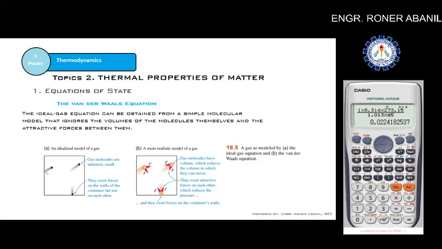So, punta naman tayo dito sa tinatawag na the van der Waals equation. Ano kaya yung van der Waals equation na yan? So, the ideal gas equation, PV equals nRT, can be obtained from a simple molecular model that ignores the volume of the molecules themselves and the attractive force between them. So, we'll examine the model na nandito.